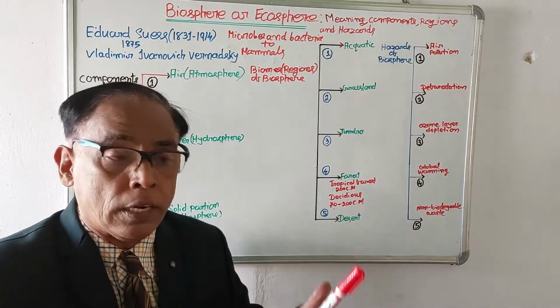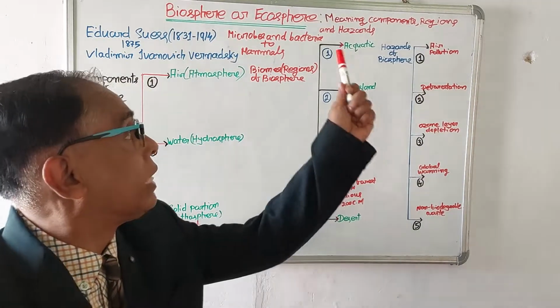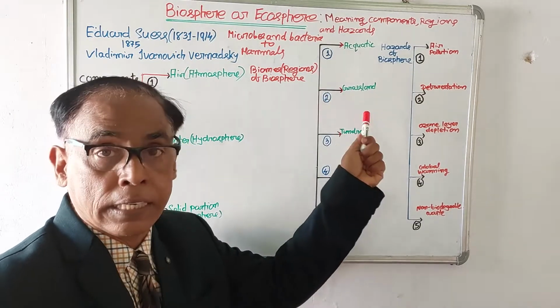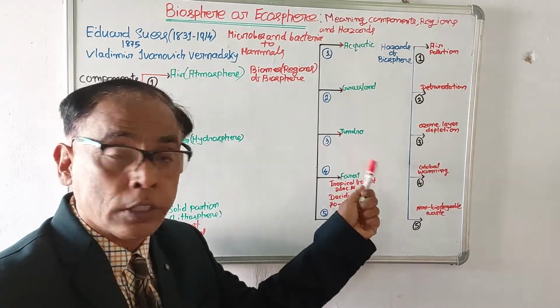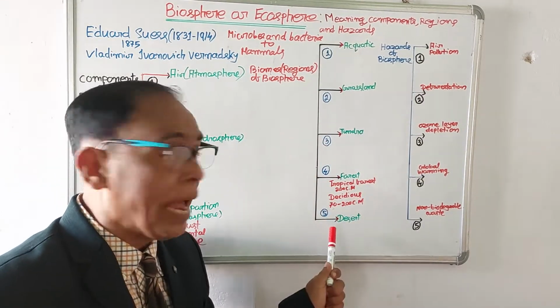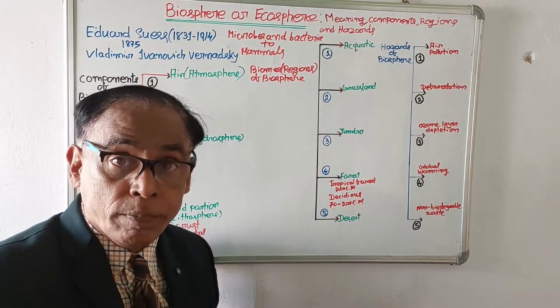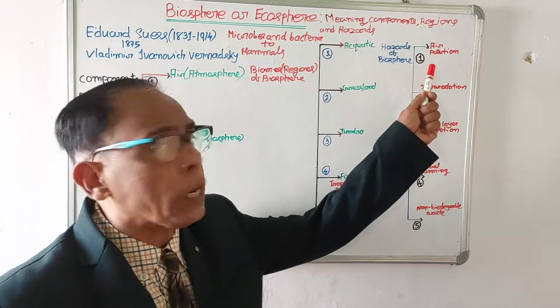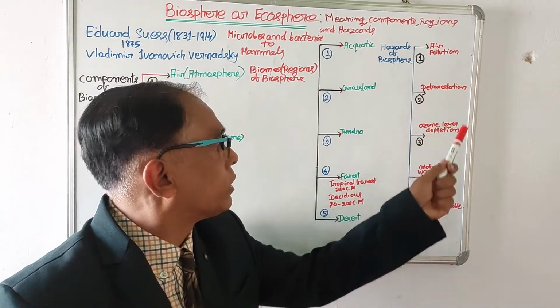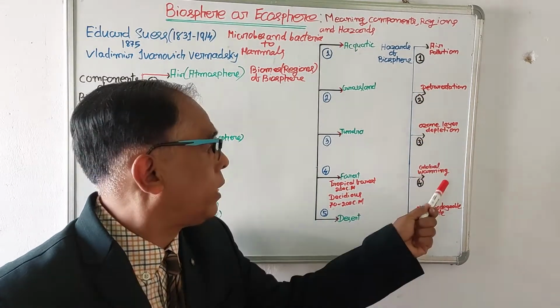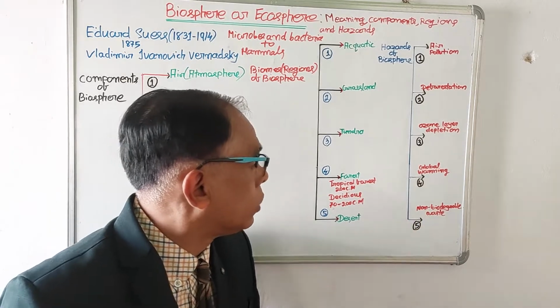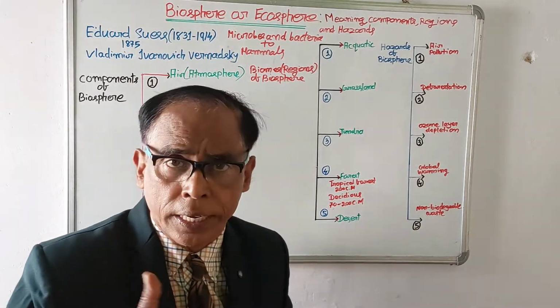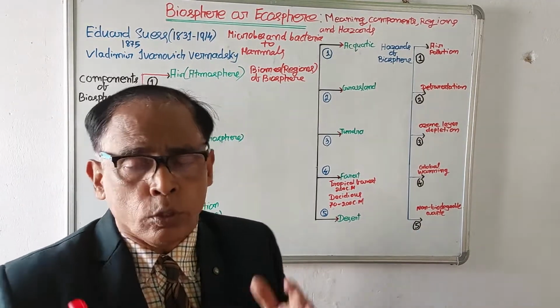Then we have discussed there are different regions where life exists like aquatic region, grassland region, tundra region, forest region and desert region. Then we have discussed what are the 5 dangers for biosphere like air pollution, deforestation, depletion of ozone layer, global warming and non-biodegradable waste.